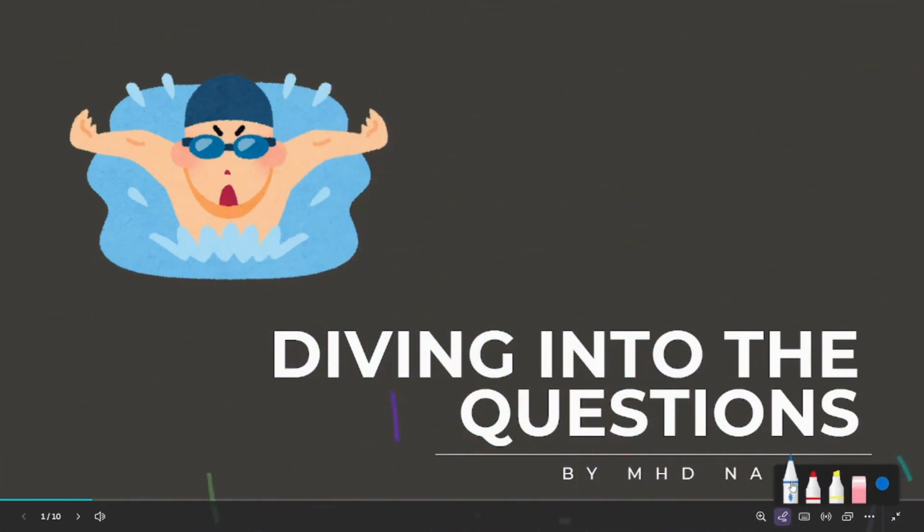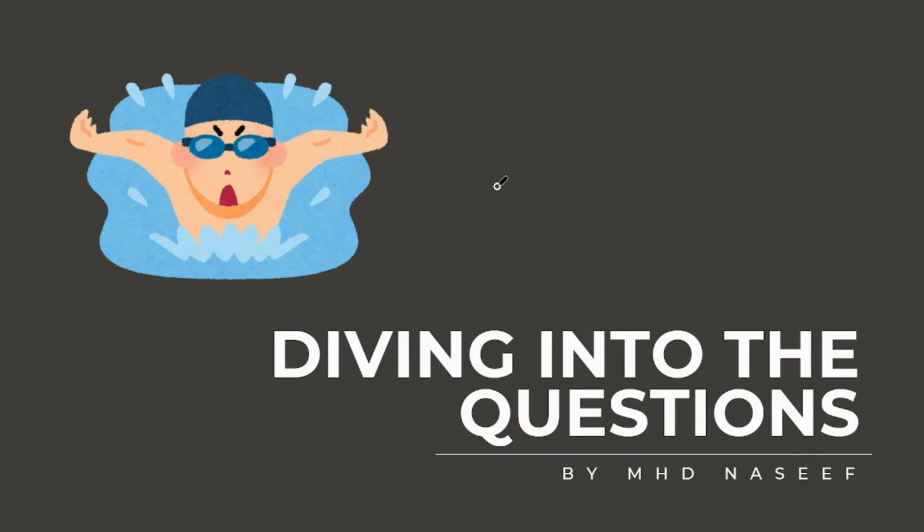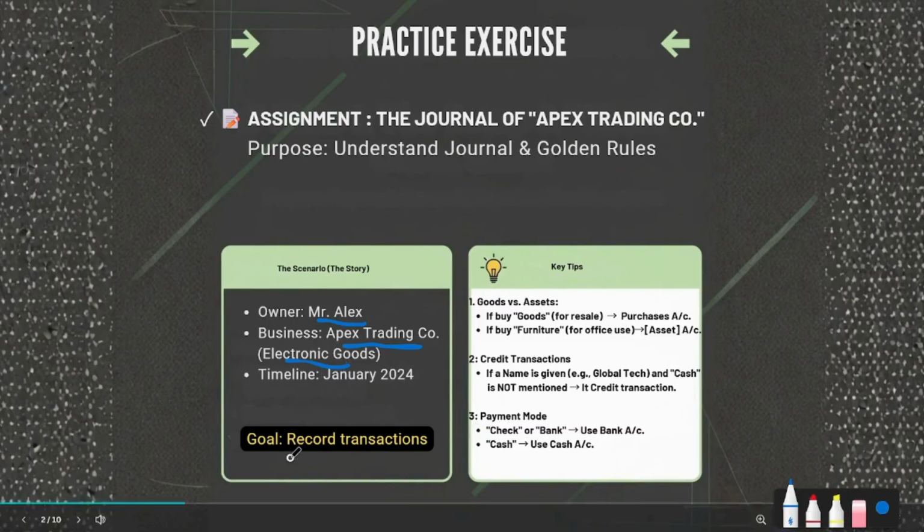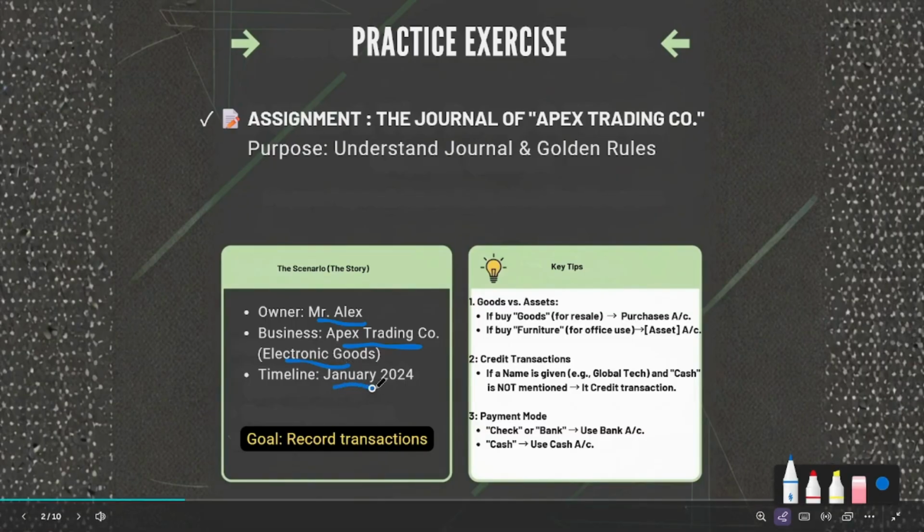Today, we are going to stop just talking about definitions and actually do the work. We are going to become the accountants for a real business scenario. Let's look at our story for today. Our client is Mr. Alex. He owns a business called Apex Trading Co., dealing in electronic goods. The timeline is January 2024. Our goal? To record his transactions for the month.